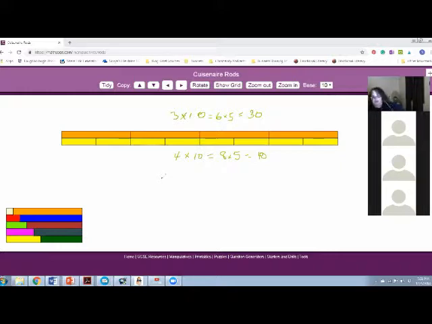Like, what are some of the things that you see? I see that you've got twice as many 5s as you have 10s. Okay. So 2 times the number of 5s as the number of 10s. Anyone else? Two times the number of 4 to get 8. So you doubled 4.